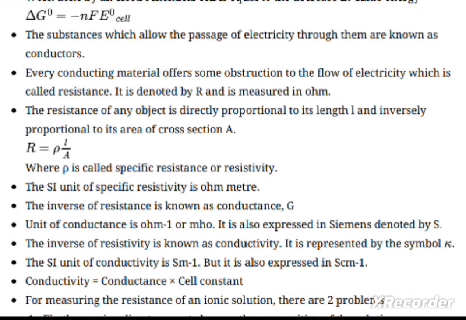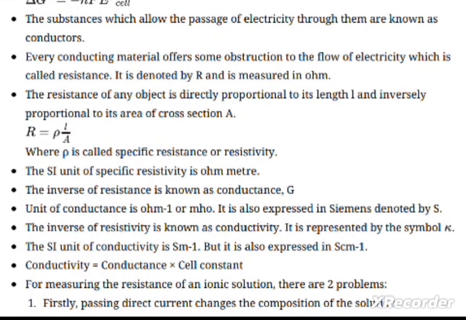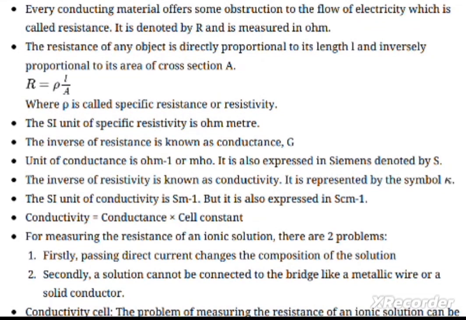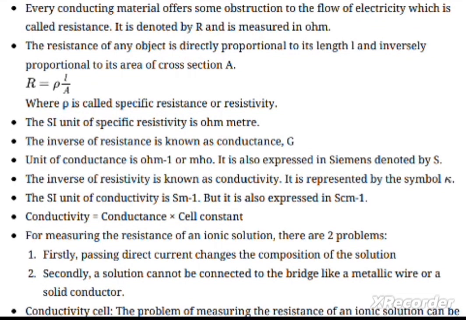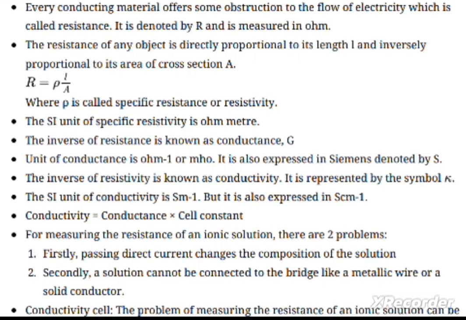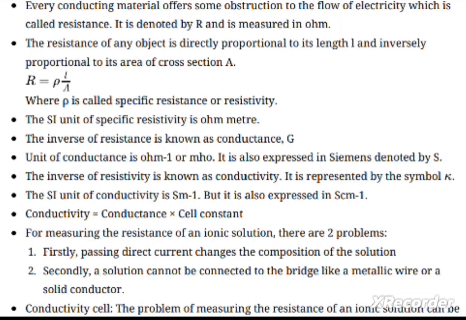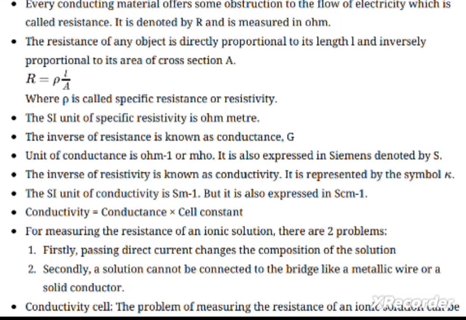is known as a conductor. Every conducting material offers some obstruction to the flow of electricity, which is called resistance. It is denoted by R and is measured in ohm. The resistance of any object is directly proportional to its length L and inversely proportional to its area of cross section A. So R equals rho into L by A, where rho is called the specific resistance or resistivity. The SI unit of specific resistivity is ohm meter.